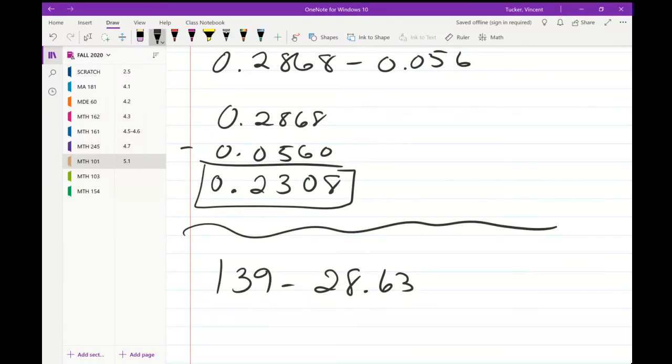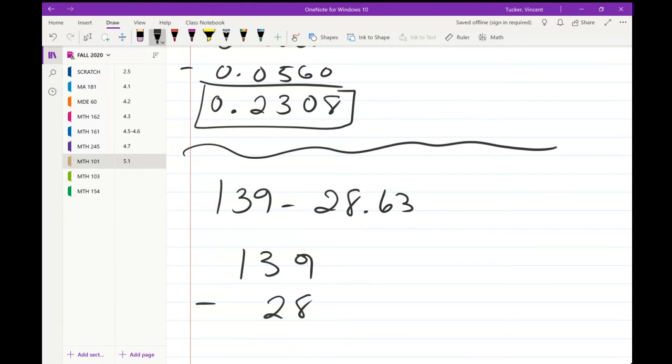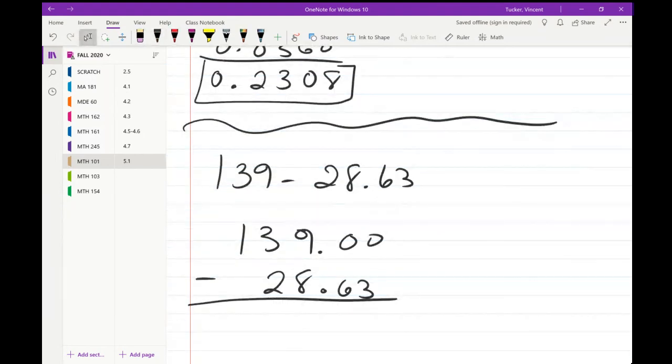All right, so next one's 139 minus 28.63. Don't forget that when it comes to subtraction, you may have to borrow. So it's 139.00 minus 28.63. So you can't take 3 from 0. You can't take 6 from 0. Well, you're going to have to borrow from the digit before it. And the 6, since you can't take anything from there, you have to borrow from that. And so this 9, we can borrow from 9.